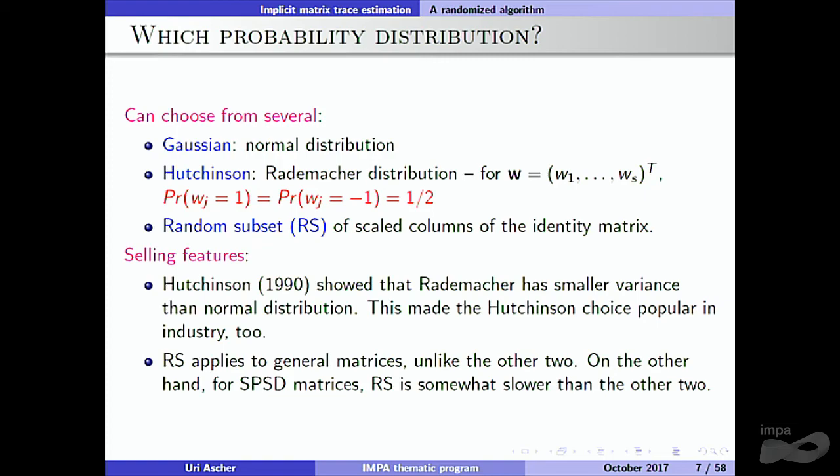And the selling feature of Hutchinson, which is why it's called Hutchinson and not Rademacher, is that he showed that using this Rademacher distribution, you get a smaller variance than when you use the normal distribution. And that's important because you're going to choose your n and stop and report the result. It's nice that the variance is smaller. The nice thing about this random subset is that you don't even have to have a symmetric positive semi-definite matrix. So the conditions for it to work are more relaxed. And it also is, not surprisingly, somewhat slower than the other two. Those of you who were in last Thursday, but of course last Thursday was a long time ago, I did show you numbers with this random subset idea.